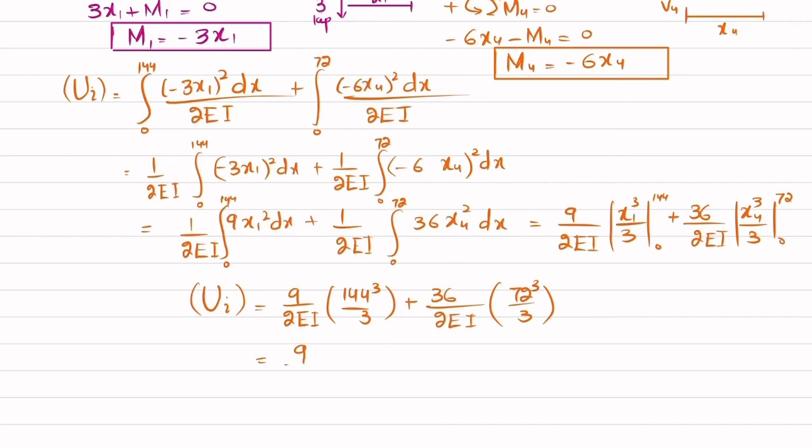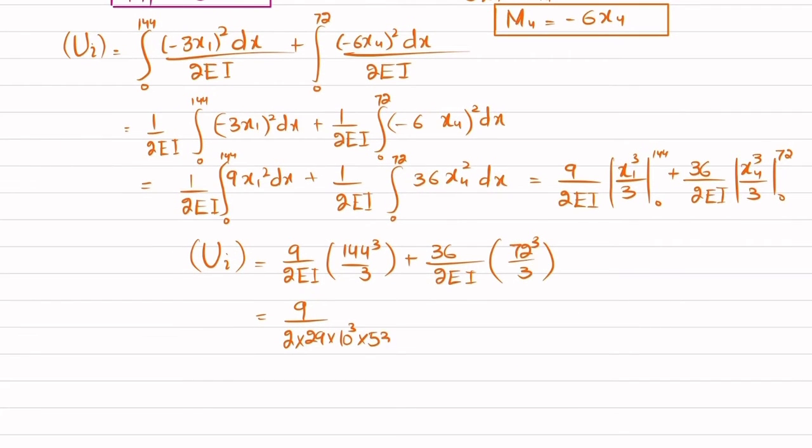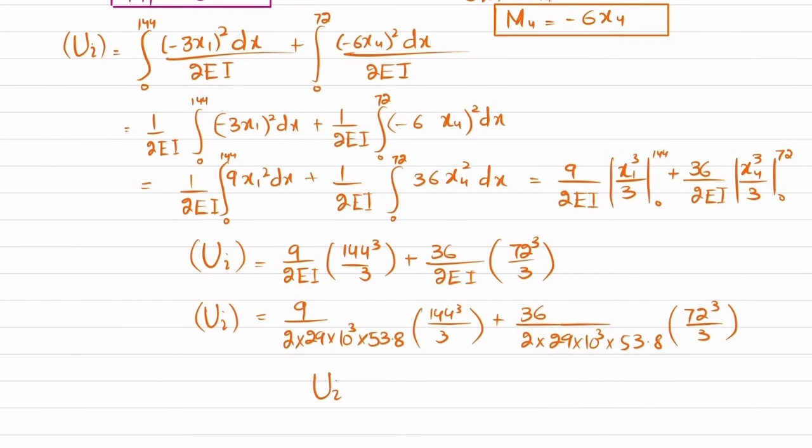Now you have the value of E and I. So E is 29 into 10 raised to power 3 ksi. I is given from the table as 53.8. Multiplied by 144 cubed over 3, plus 36 over 2 times 29 into 10 raised to power 3, multiplied by 53.8, into 72 cubed over 3. That will give you the strain energy due to bending for coordinates x1 and x4. So when you solve this, Ui, the strain energy due to bending moment, comes out to be 4.31 kip-inch, which is the answer of our first part.